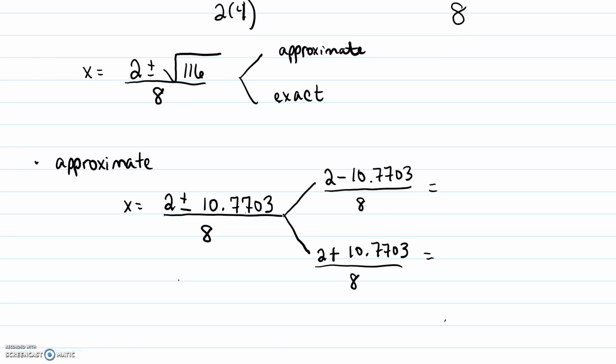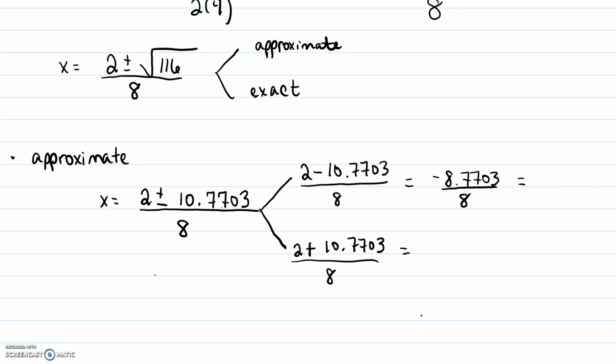Calculator input's going to be important here. Whenever you throw this in your calculator, take 2 minus 10.7703. Make sure you hit enter before you divide by 8, or it's not going to give you the right answer. So the numerator is negative 8.7703. We're going to now divide that by 8. Let's round to the nearest tenth. So negative 1.09 is negative 1.1. So there's one of your approximate answers.